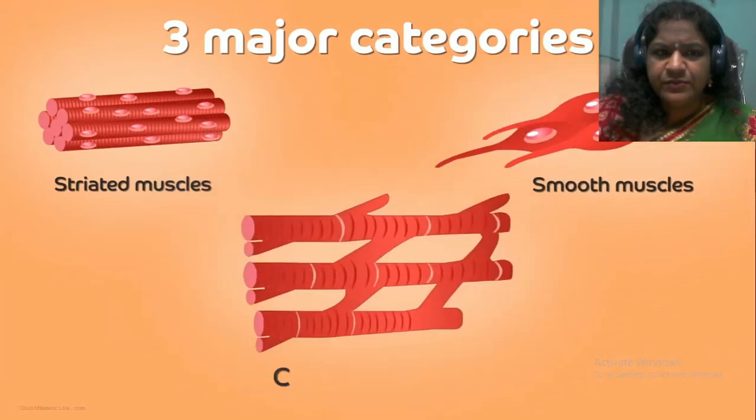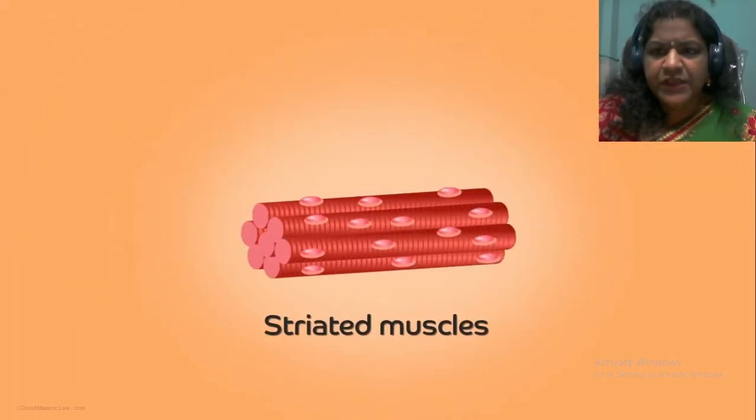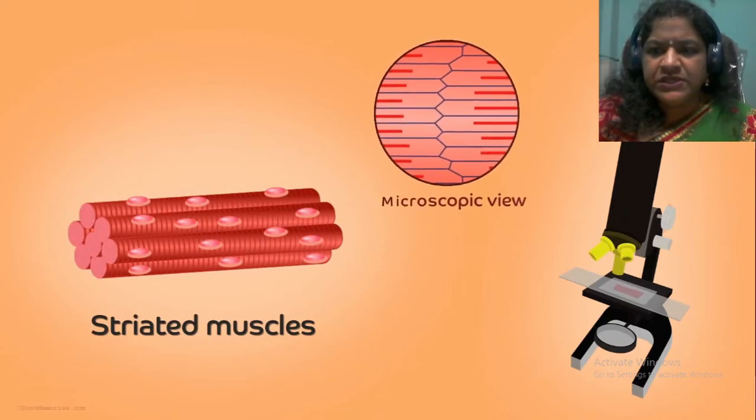There are three major categories: striated muscles, cardiac muscles, and smooth muscles. The first one is called striated muscles. Now, as the name suggests, when we stain this tissue and observe under a microscope, then it exhibits striations in the form of light and dark bands.